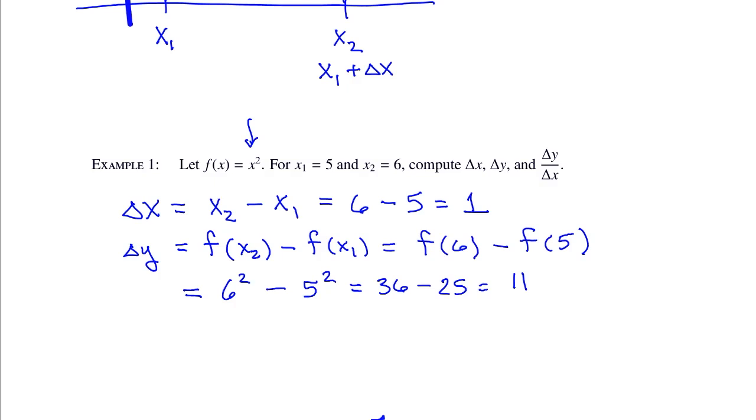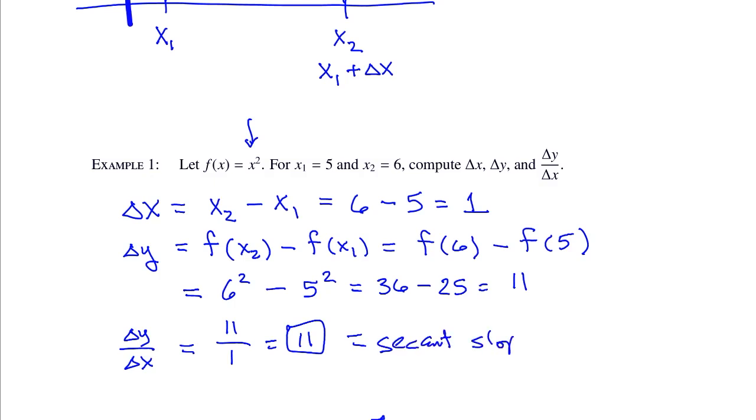Lastly, we want to compute delta y over delta x. And we just use these numbers. This would be 11 over 1, which is 11. Why do you think this problem asks for delta y over delta x? What does that represent? That is slope, yeah. And in this case, because the 2 points are separated, it's a secant slope.